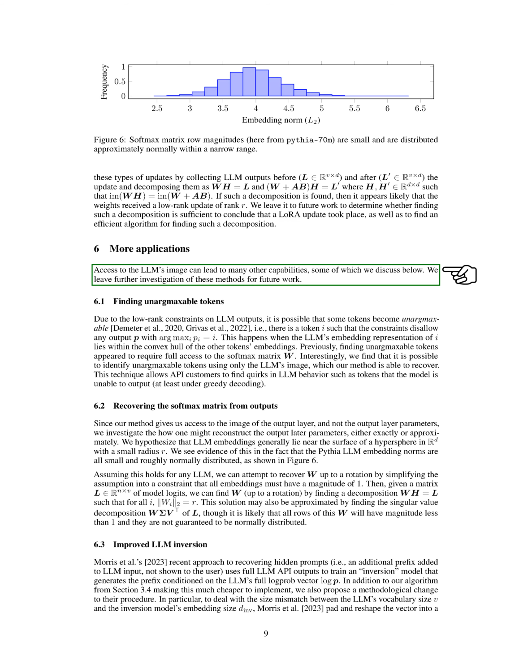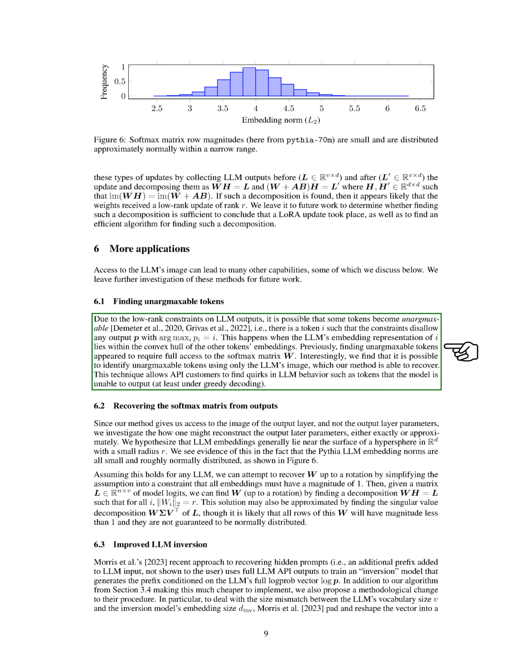Access to the LLM's image opens up various capabilities, including identifying unargmaxable tokens, which are tokens that the model cannot output due to constraints. Our method can identify these tokens using only the LLM's image, without needing full access to the softmax matrix. This ability allows API customers to uncover peculiarities in LLM behavior, such as tokens that the model struggles to output under greedy decoding.